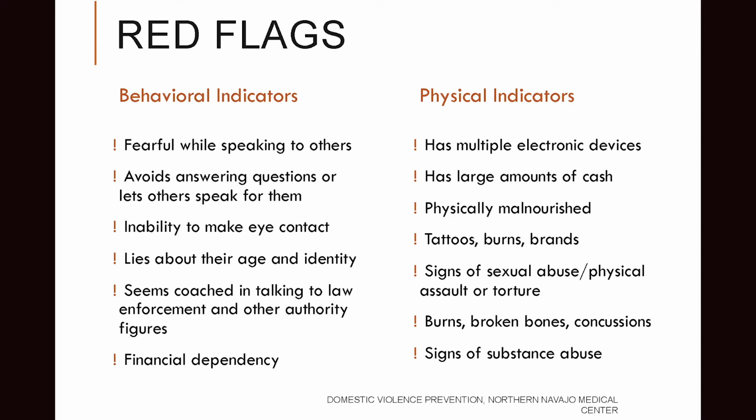Some physical indicators of a victim who might be in sex trafficking. They might have multiple electronic devices, so maybe they'll have two different cell phones, maybe one cell phone they use for personal stuff, and then they have another one just for the trafficking. They might also have large amounts of cash, which might be unusual for them otherwise. If they look like they're physically malnourished, if they have any tattoos, burns, or brands that you haven't seen before, or maybe it's something that is out of the ordinary for them.